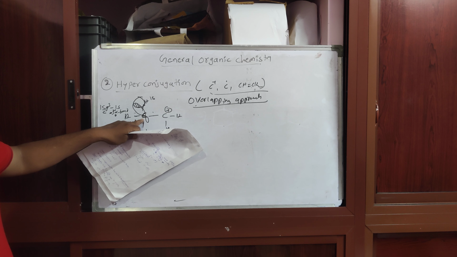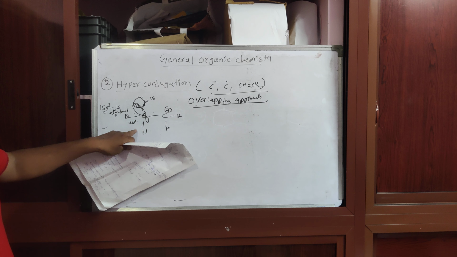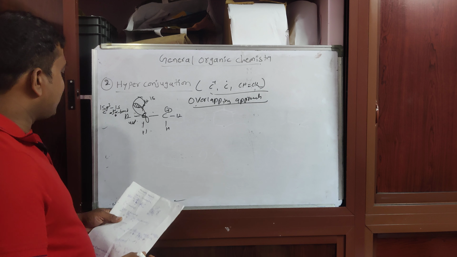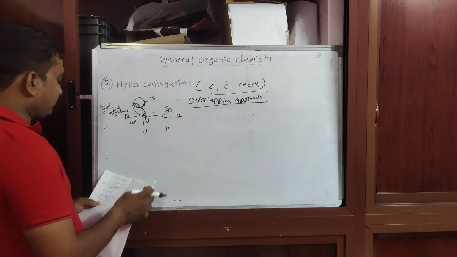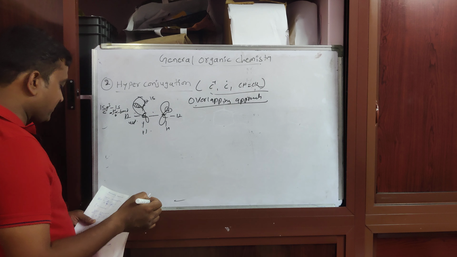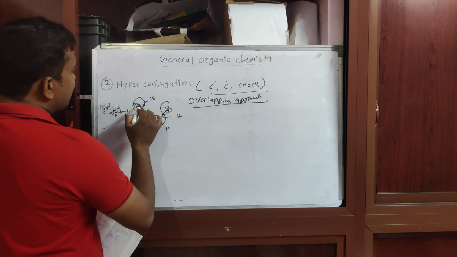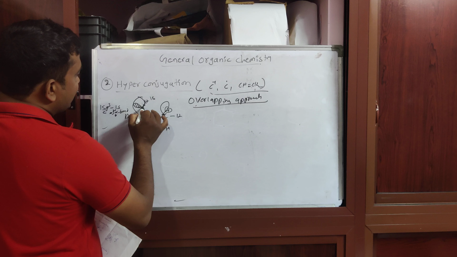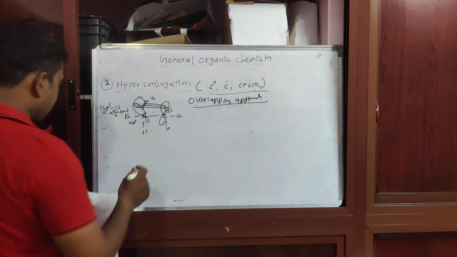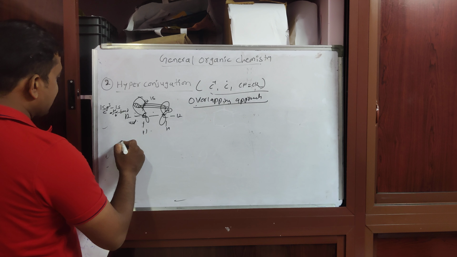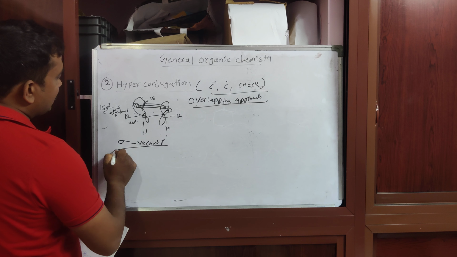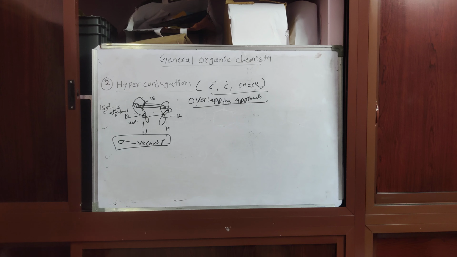One carbon with 4 hydrogens will form the sp3-s sigma bond. In case of carbocation, this is the vacant p orbital with the positive charge. This sp3-s sigma bond will form the bonding with this vacant p orbital. What is the overlapping? Sigma bond with the vacant p orbital. Overlapping will happen in this case at the alpha carbon.